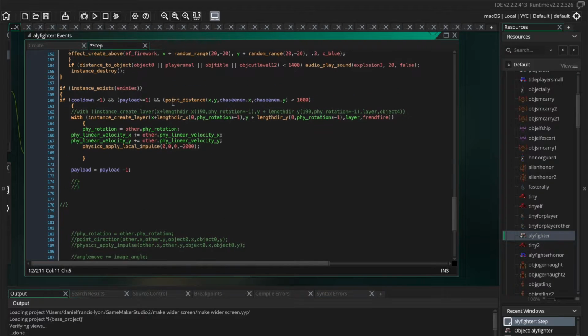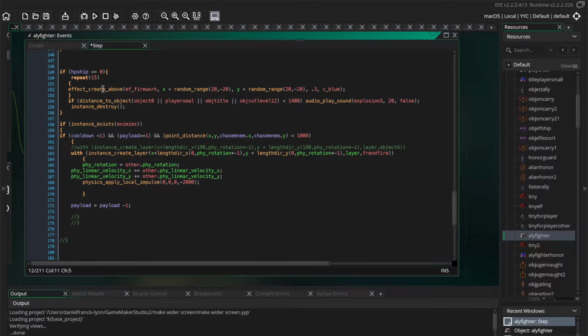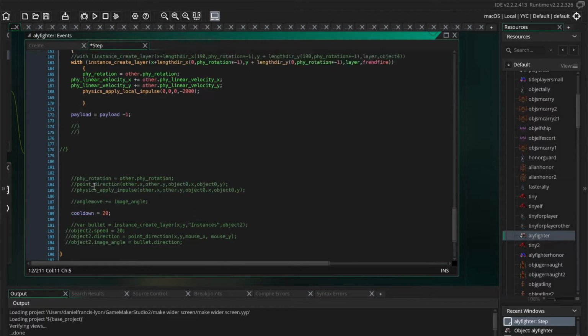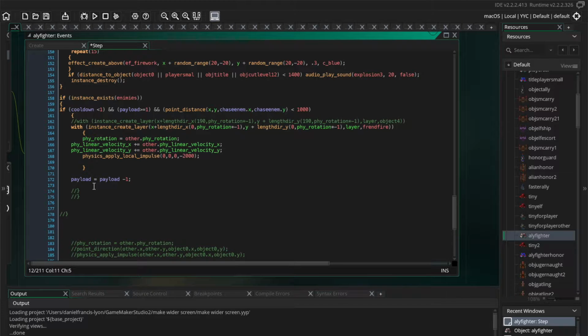And then, so this is what happens when it actually has to fire. So, if it has payload, it's not going to fire if there's no payload, right? But if payload is greater than 1, and if cooldown is less than 1, so every time it fires, cooldown becomes 20. I didn't want to just fire twice really fast. I want there to be some time between when it fires.